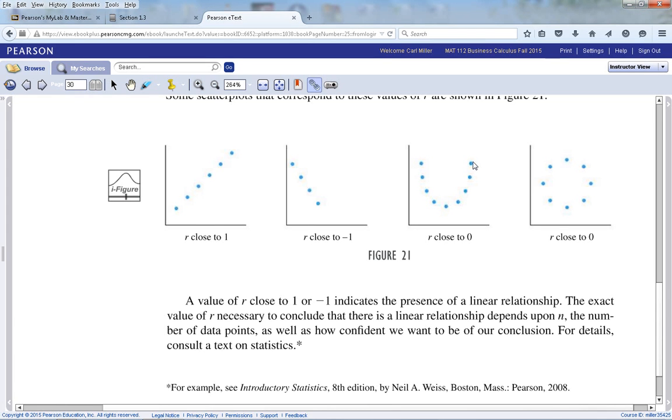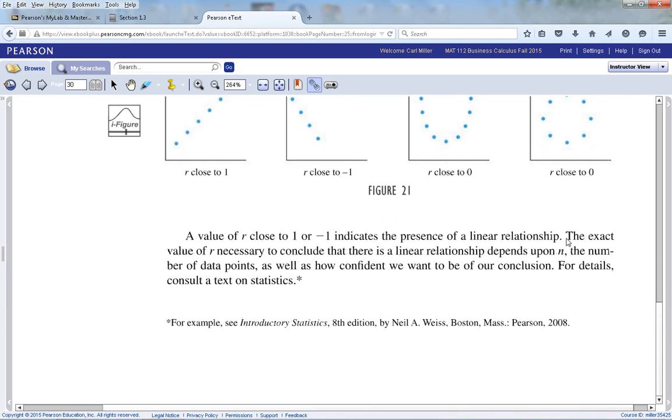Now in the third graph, you can see a clear pattern, and you would remember from previous math work that this would be like a parabola, or a second order equation in x. But in this case, it's not linear, so r actually turns out to be close to 0. It doesn't mean that there's not a relationship between x and y. It just means that there's not a straight line or a linear relationship between x and y. In the last graph, again, you see a circular pattern. There's a clear pattern that exists, okay? But it's not linear. So again, r is close to 0.